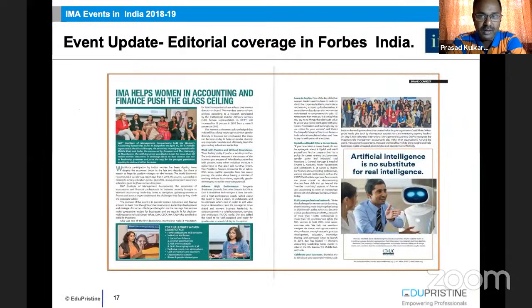And some editorial has been covered in some of the respected magazines of the world. Forbes India, again a very respected, reputed magazine, did cover an article about women in accounting: IMA helps women in accounting and finance push the glass ceiling. So they have been empowering. This is called empowerment. Now there are many women who are doing CMA and who are taking very senior leadership positions in various organizations. So this is just to drive that point.